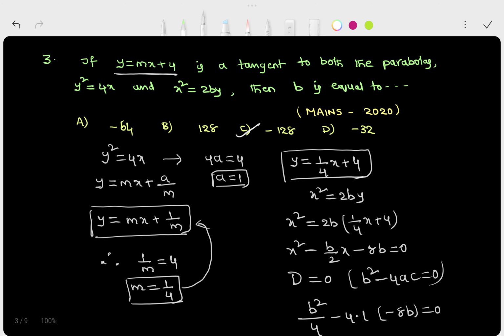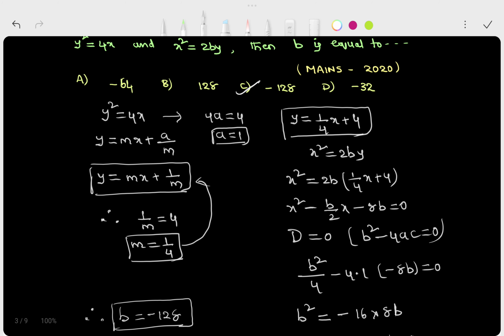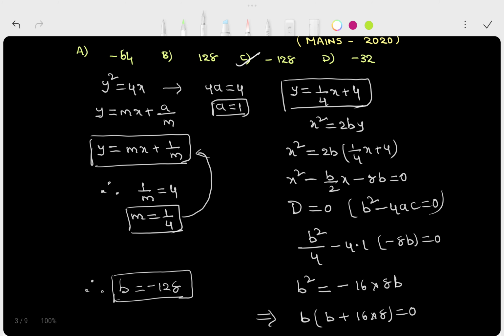I hope everyone is clear on all these questions, purely related to the common tangent. Every question here was already given in previous mains examinations.